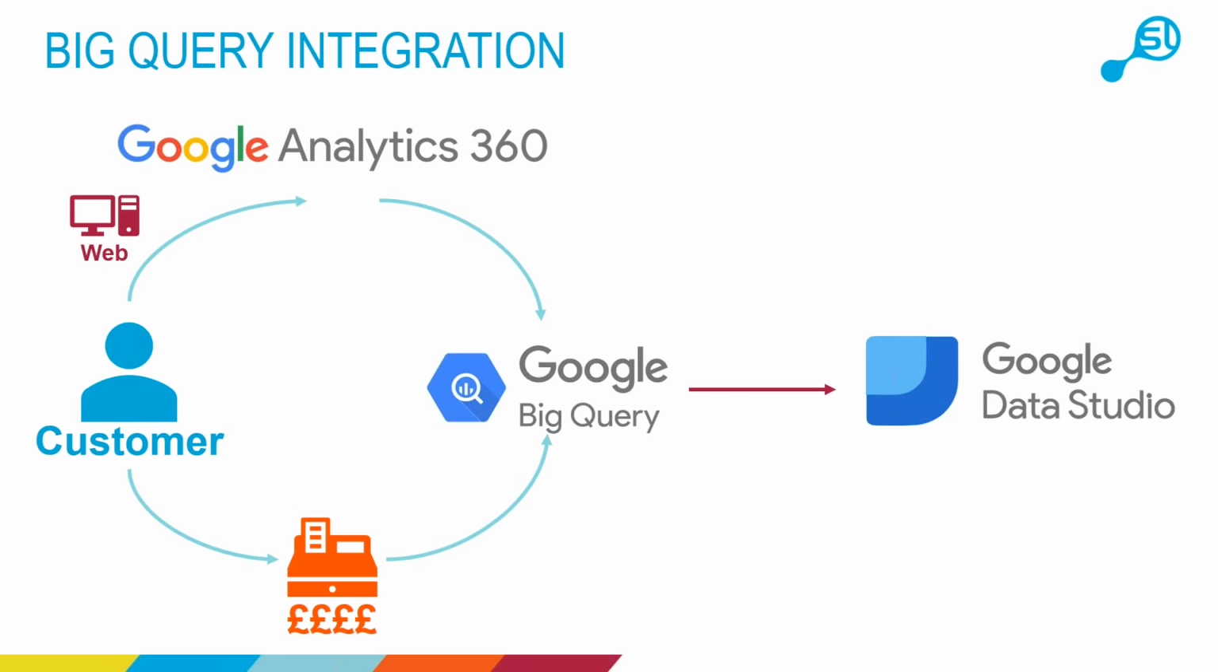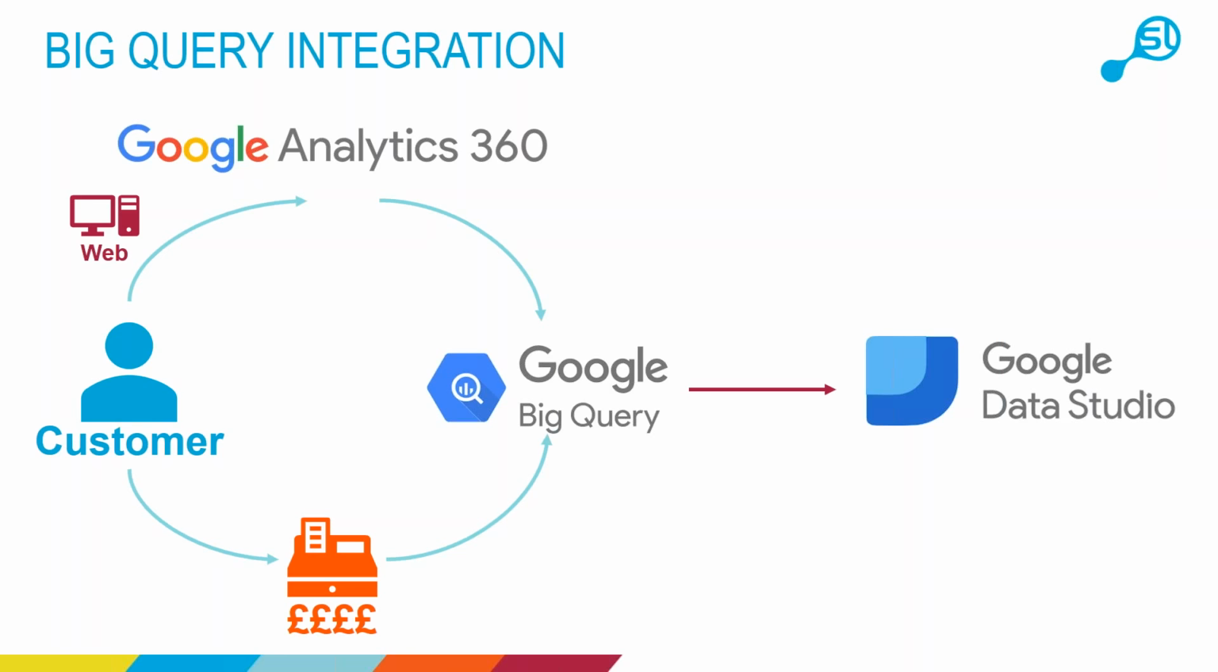So with the 360 BigQuery integration, you get raw, hit level data streamed into Google's data warehousing tool. And once it's there, you have the ultimate freedom and flexibility to access your data however you see fit. And really, this is only limited by your knowledge of SQL. So you've got that raw hit level data there for you to use as you choose.